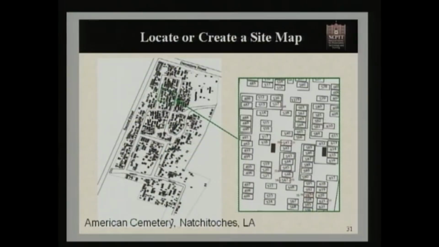Now, the first step in doing a condition assessment is that you need to locate or create a site map. And here we see American Cemetery in Natchitoches, Louisiana, with the map that we see on the left, and we see a detail on the right. Unfortunately, American Cemetery didn't have a map when we started, and so we had to create this map ourselves. Once you have a map, then you have to create your plan of attack.